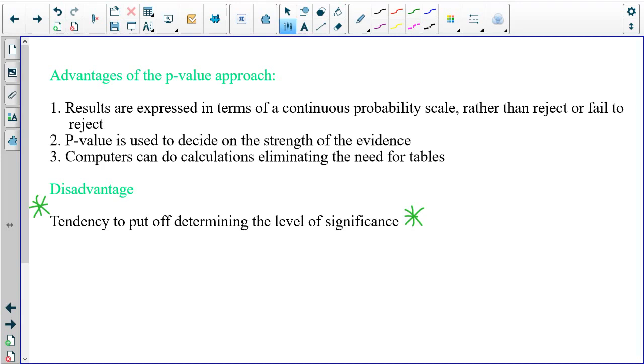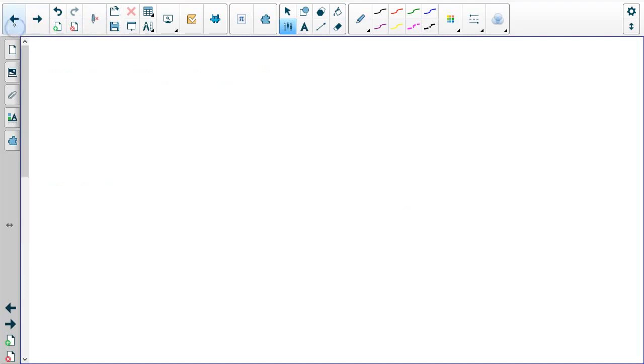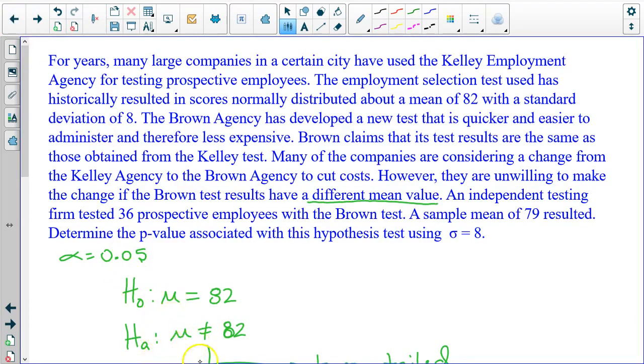So that's why, to add credibility, that's why I always have y'all first saying, after you state your null and alternate, state your level of significance. That way there's no question.